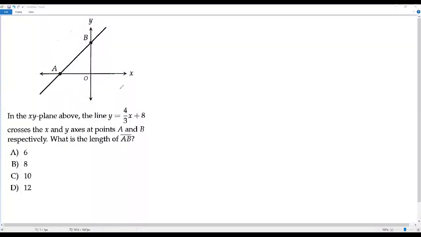Here we have a SAT math problem. Okay, let's go to the question. Here we have a graph, that is, a line AB on the XY plane. In the XY plane above, the line y equals 4 over 3 times x plus 8 crosses the x and y axis at points A and B respectively.